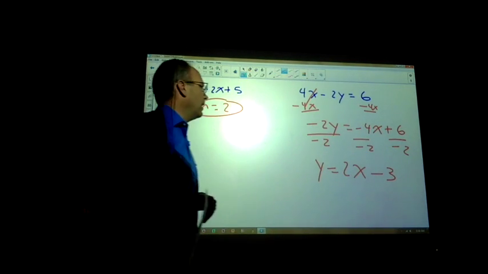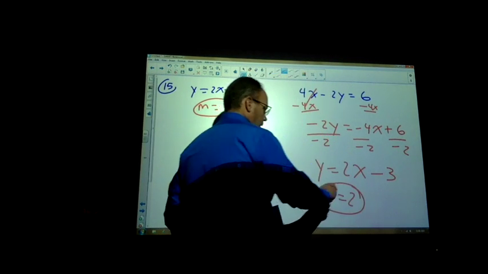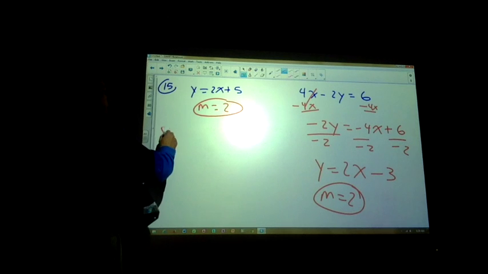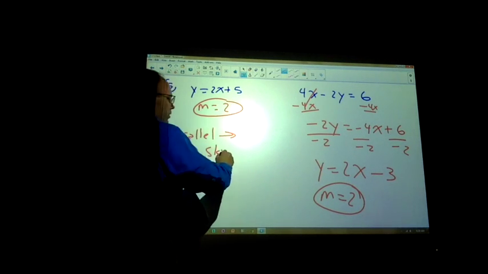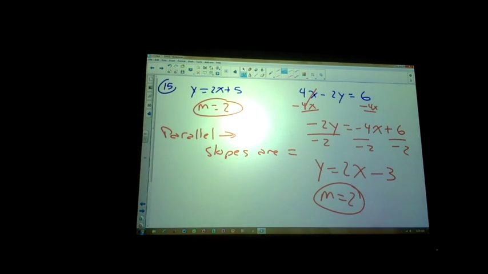What's the slope of this line now? 2. I have a slope of 2, I have a slope of 2. Parallel or not? Yes, parallel. Why? Slopes are equal. Done. Simple as that.